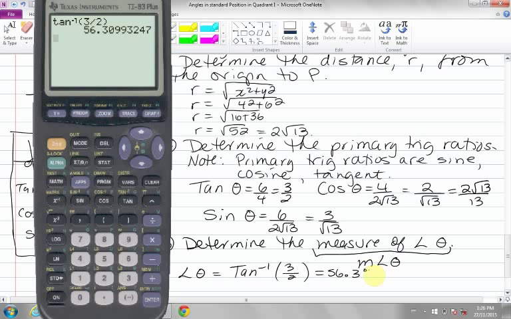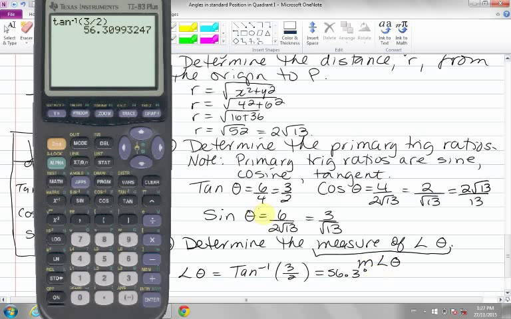Anybody not get 56.3 degrees? Okay. That means that your calculators are all in degrees. If you didn't get 56.3, it means your calculator is not in degrees. So, anybody want to tell me now? Did they not get 56.3 degrees?